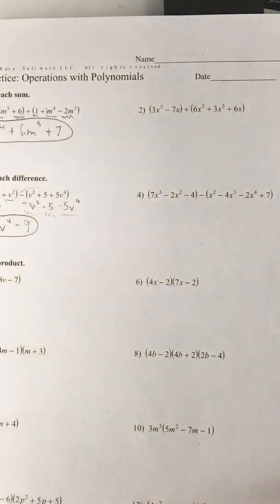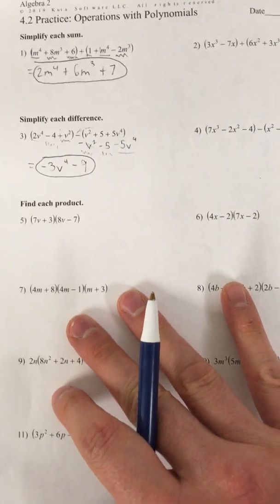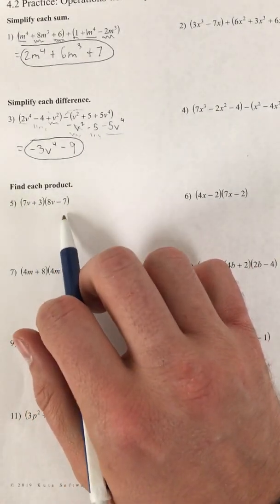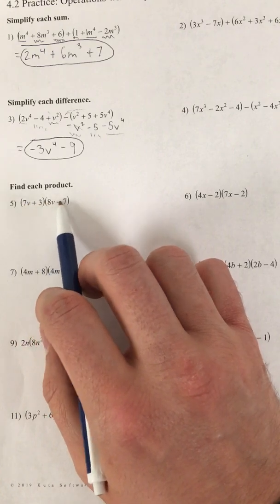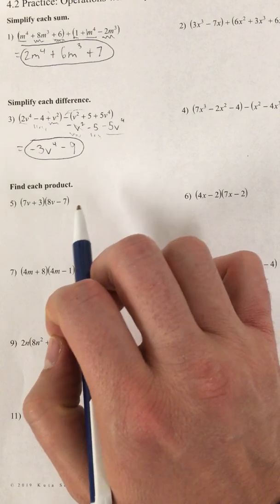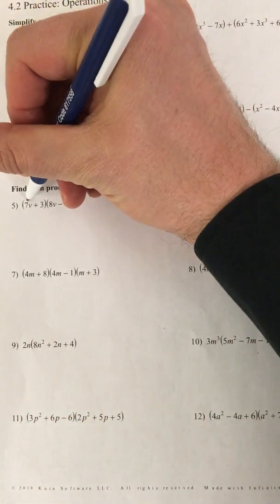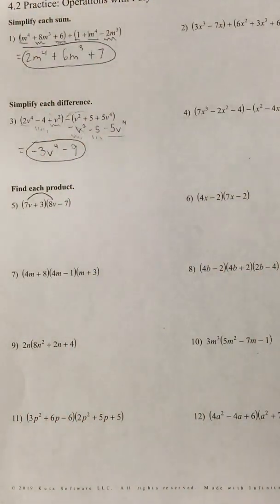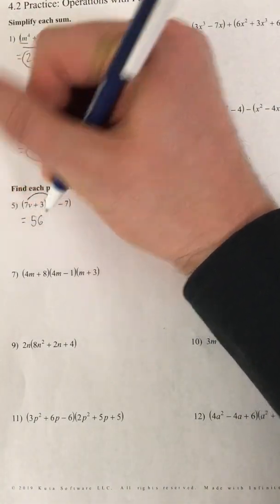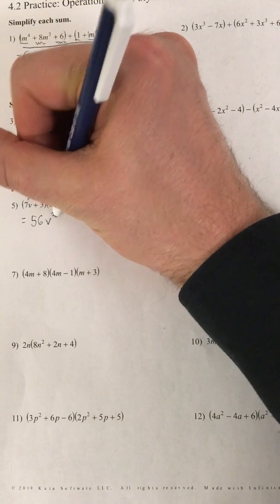Now let's look at multiplying polynomials. All right, so this first one right here, look at number 5. We've done problems like this before. How do you multiply these? You distribute each to each, or FOIL, F-O-I-L, first, outer, inner, last. If I do 7v times 8v, that's going to give me, it's not 56v, it's going to give me 56 what? V squared.